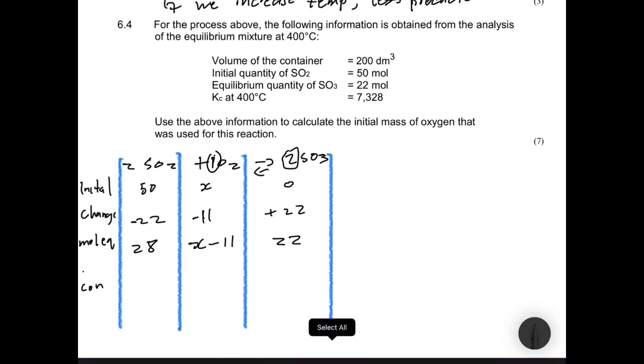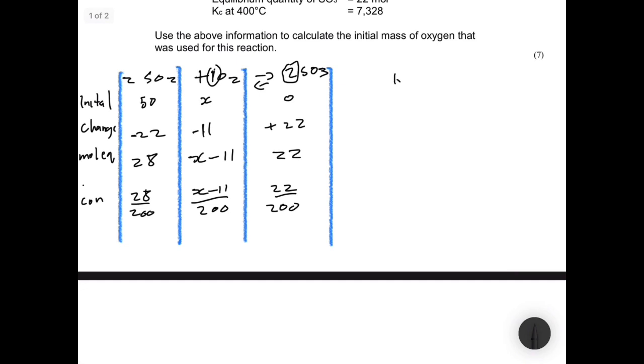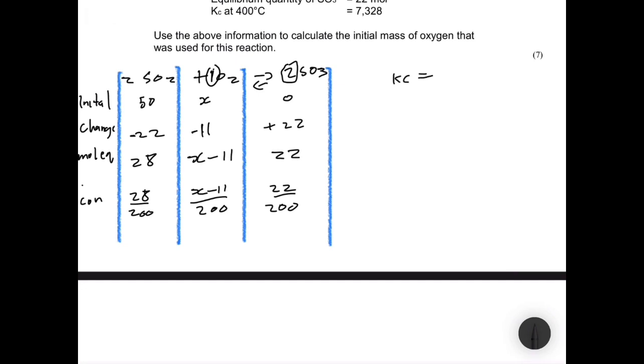And then what is x minus 11? X minus 11. And then now the concentration at equilibrium, right? So we're dividing by a volume of 200 decimeter cube. So we have 28 divided by 200, x minus 11 divided by 200, and then we have 22 divided by 200. So now we can see that the Kc is equal to the concentration of the products divided by the concentration of the reactants.